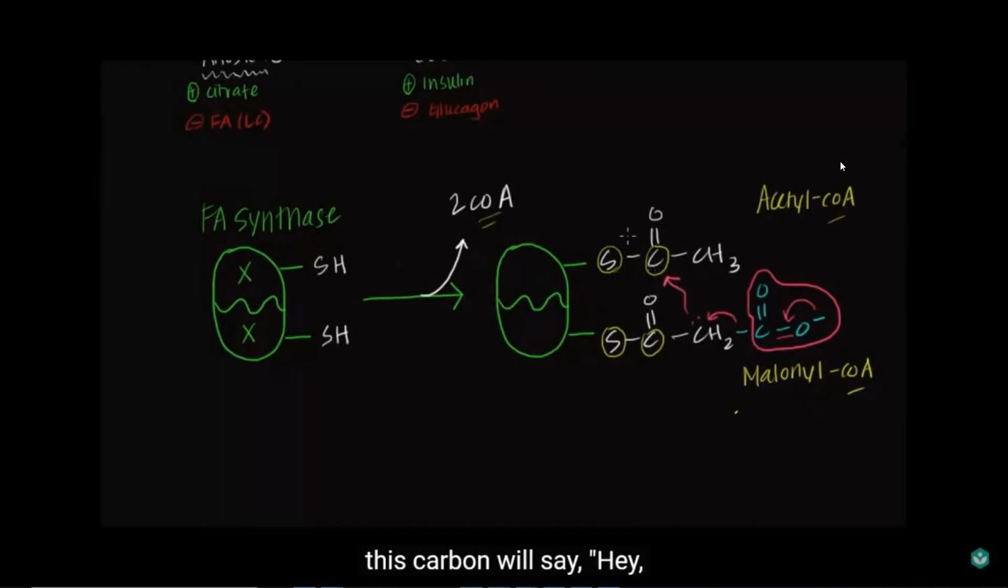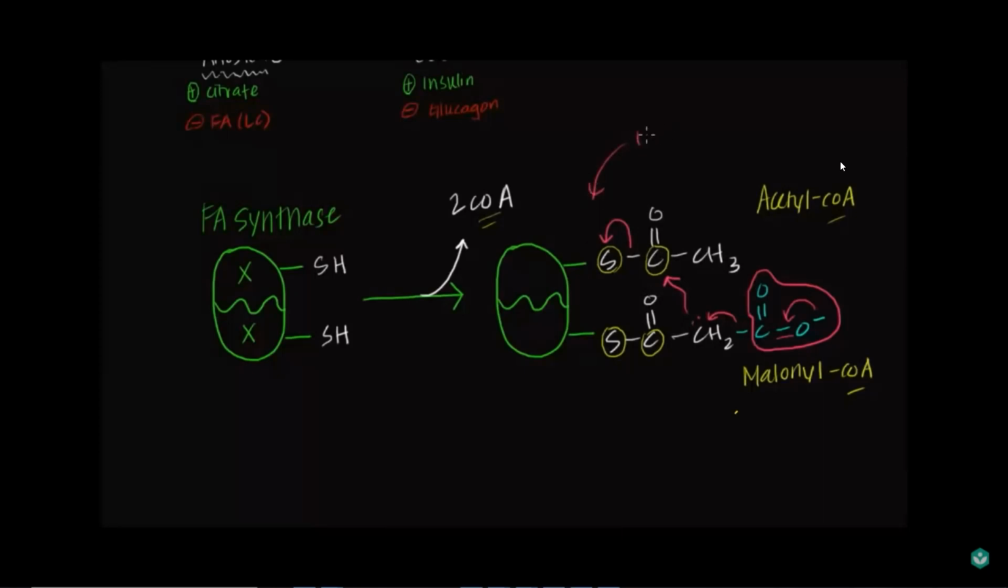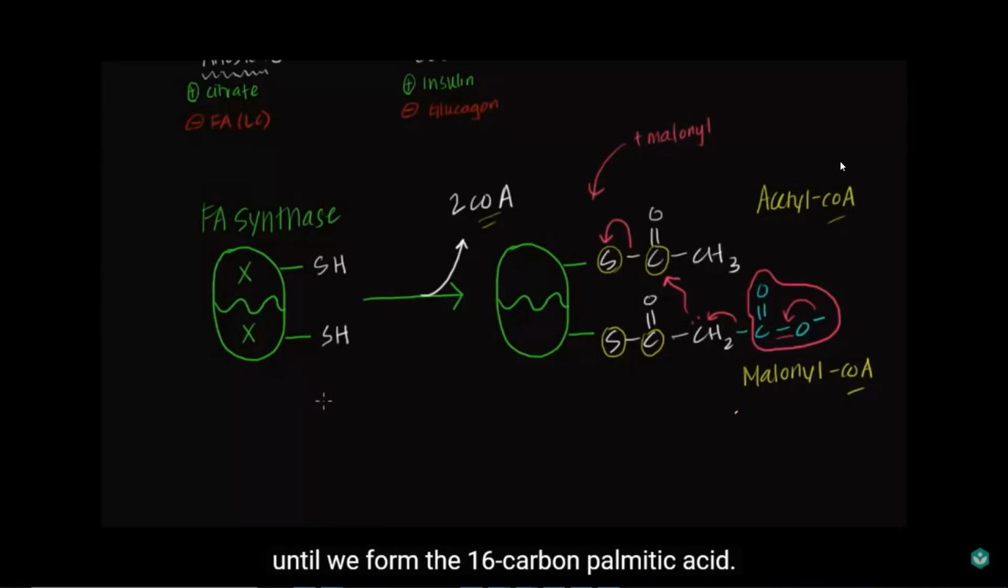And when it makes this carbon bond, this carbon will say, "Hey, I like that bond a little bit better. I'll plop off and give you my extra electrons." So what we've done essentially is make a carbon-carbon bond and free a space here to allow the input of another malonyl CoA molecule. And this cycle will continue to repeat, making carbon-carbon bonds until we form the 16-carbon palmitic acid.